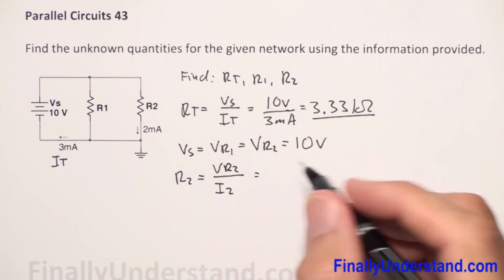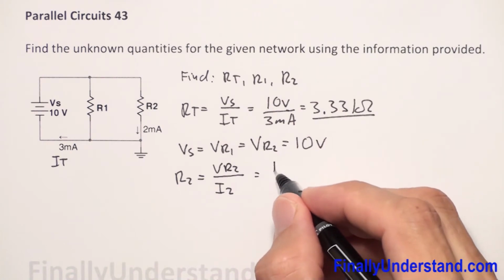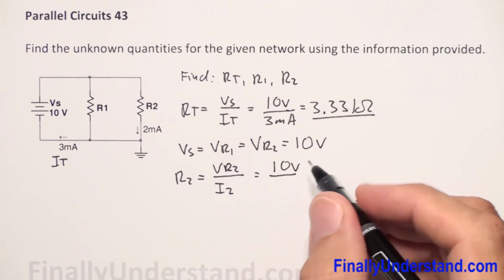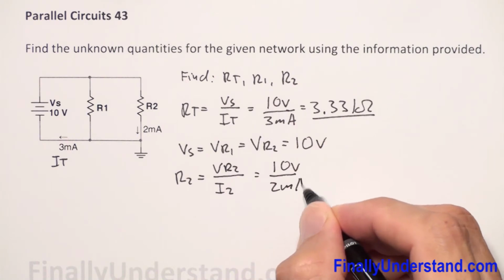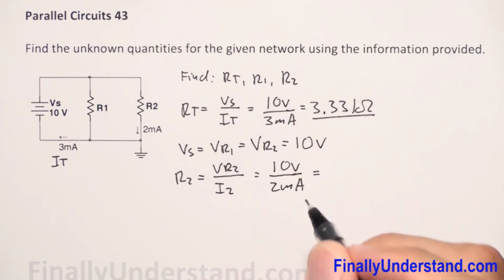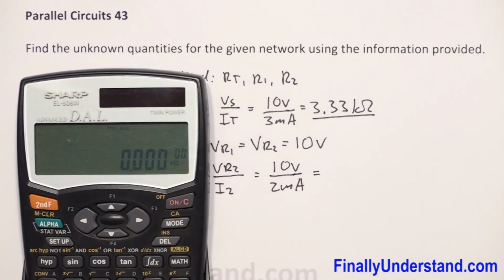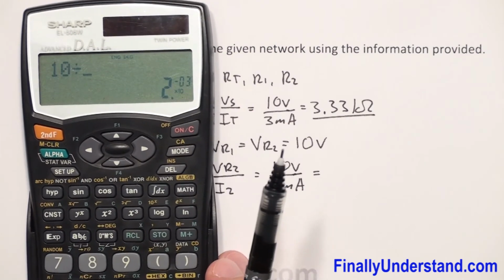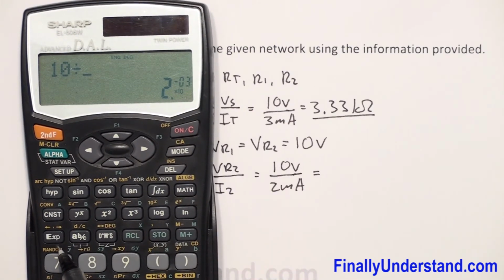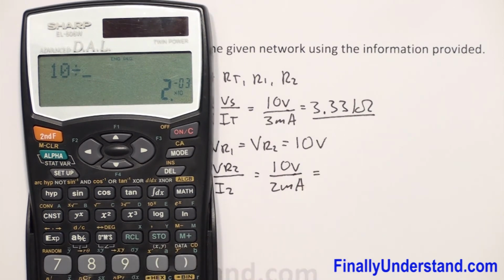So R2 is equal to VR2, 10 volts, divided by 2 milliamps. You can do this in your head by yourself, but I want you to practice the calculator. So I have 10 divided by 2 exponent negative 3. It is very important to use the function EXP. On some of your calculators you are going to see the function EE.